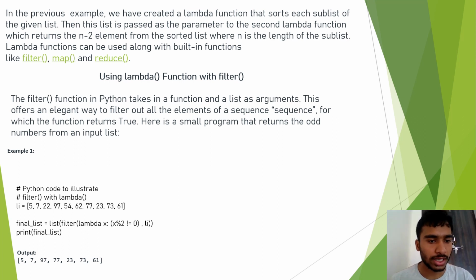Example 1. Here is a list of some numbers, and we are defining a final list equal to list(filter(lambda x: x % 2 != 0, numbers)). This is the expression: if a specific number in the list is divided by 2 and does not give a remainder of 0, then that number is an odd number, so we want to print that number. The output shows the odd numbers in this list.